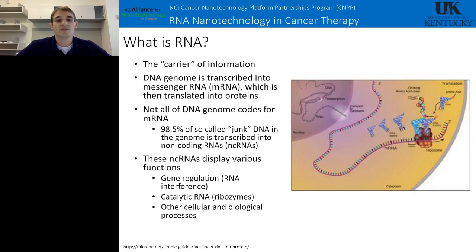These ncRNAs display various functions throughout the cell, including gene regulation, such as miRNA. This can go through different processing, and it can upregulate or downregulate the translation of certain proteins. It can also act as catalytic RNA, such as ribozymes, which perform chemical reactions very similar to those of proteins. And it's involved in many other cellular and biological processes in the cell. I'll give a little more detail on that later.